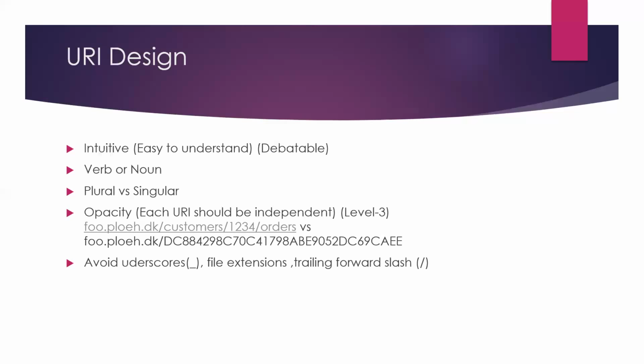In level 3, you see the second example. The second example won't be as simple as customer slash 123. It will have a complex URI, and of course, the customer will have all the useful URIs to navigate from one. And there is this point where you shouldn't use underscore and file extensions like dot JSON or something, but rather forward slash.